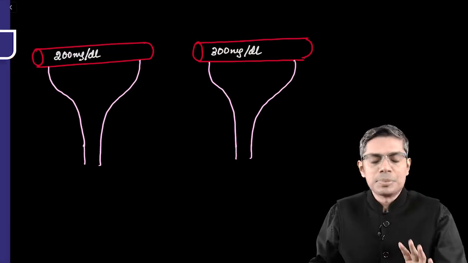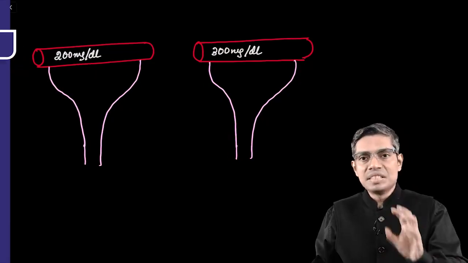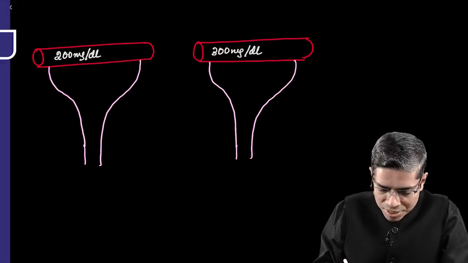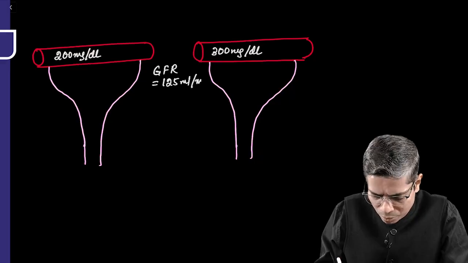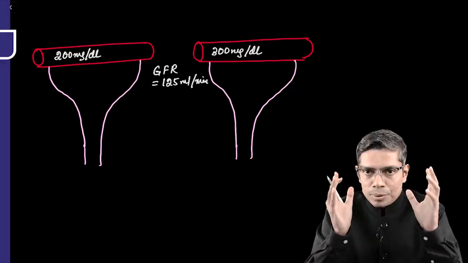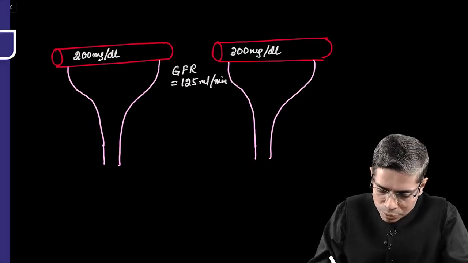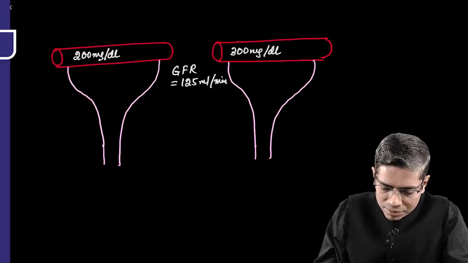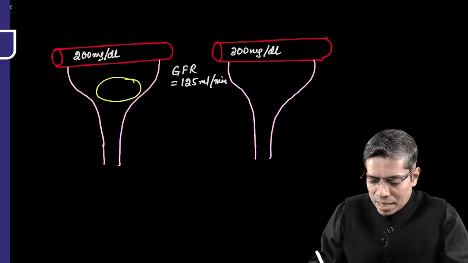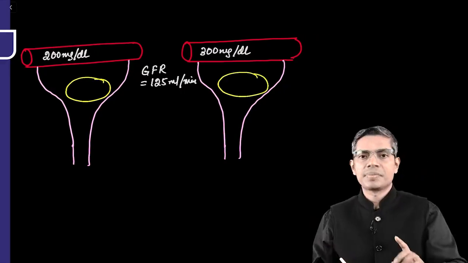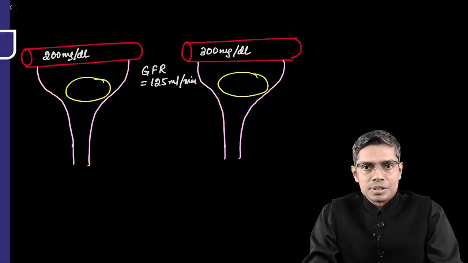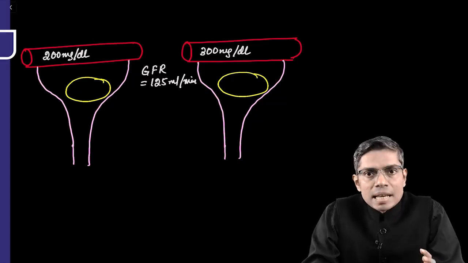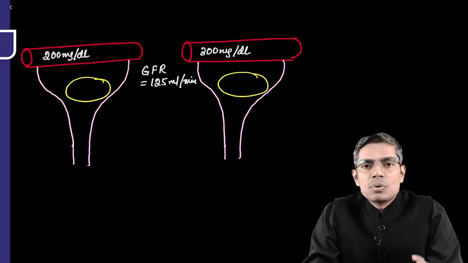Suppose in both the patients the GFR, that is the glomerular filtration rate, is 125 ml per minute, normal. Calculate how much amount of glucose will be filtered in the first patient in 1 minute and in the second patient in 1 minute. How much amount of glucose will be filtered? Okay, this calculation is the calculation of the filtered load of glucose.